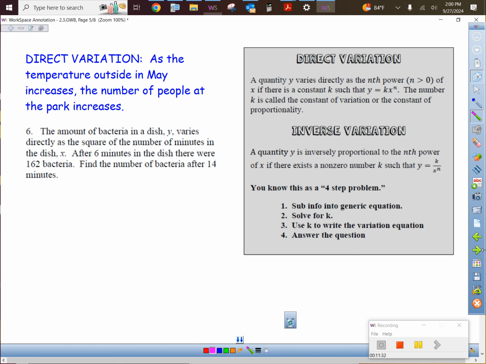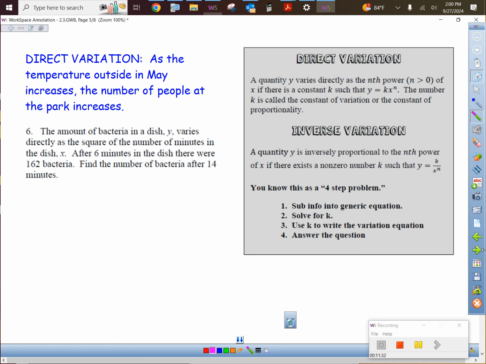So here's a quick little example of what direct variation is all about. It's like, as one thing increases, the other increases as well. Like, as the temperature outside in May increases, would you believe that the number of people that go outside to the park also increases? Because it's starting to get nice outside, right? So as temperature went up, people at the park went up. You see, they had a direct relationship with each other. As one increases, so does the other in that case.